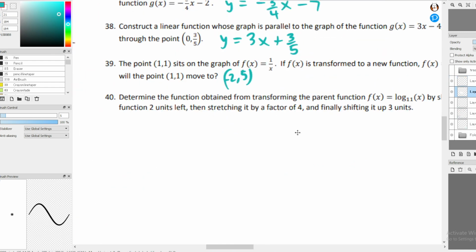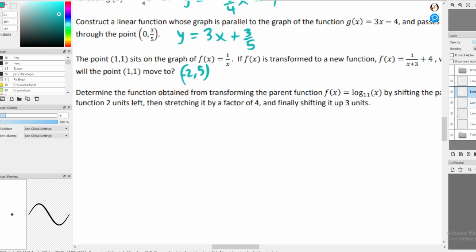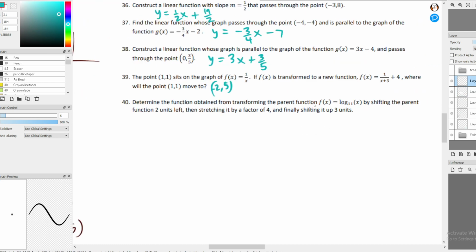Alright, so 40 is asking us to determine the function obtained from transforming the parent function f of x equals log base 11 of x by shifting the parent function 2 units left, and then stretching it by a factor of 4, and then shifting it up by 3. Our new function, since we're stretching it by 4, we'll multiply it by 4, log base 11.